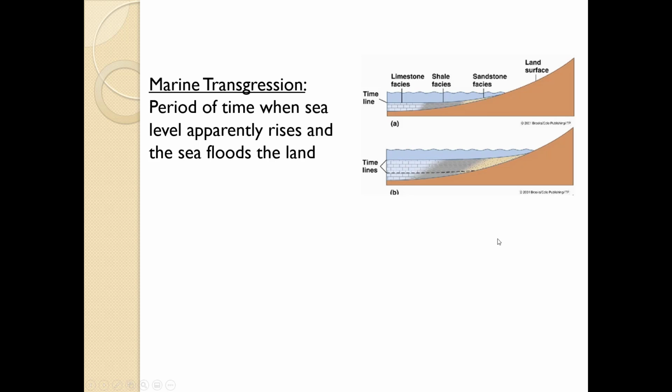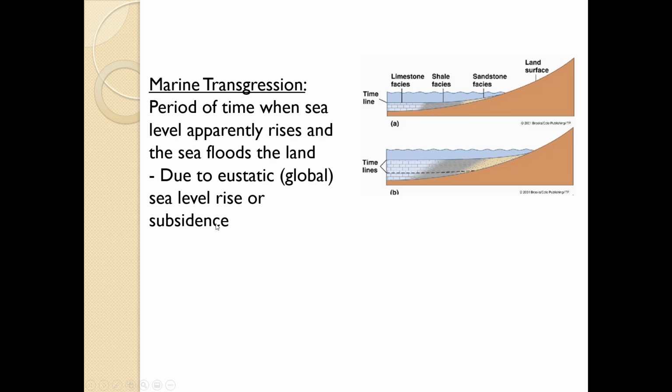That's an example of something that's global. And the word that geologists use for when a phenomenon is global is eustatic. So eustatic means global. So a transgression can occur because of global sea level rise, or it can occur because of something local, like subsidence.